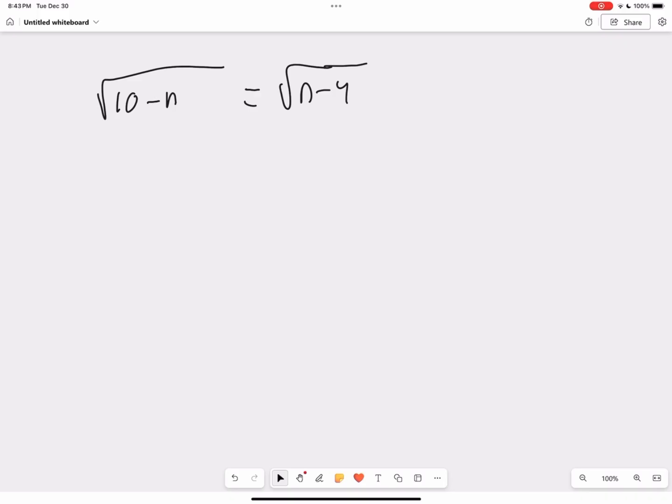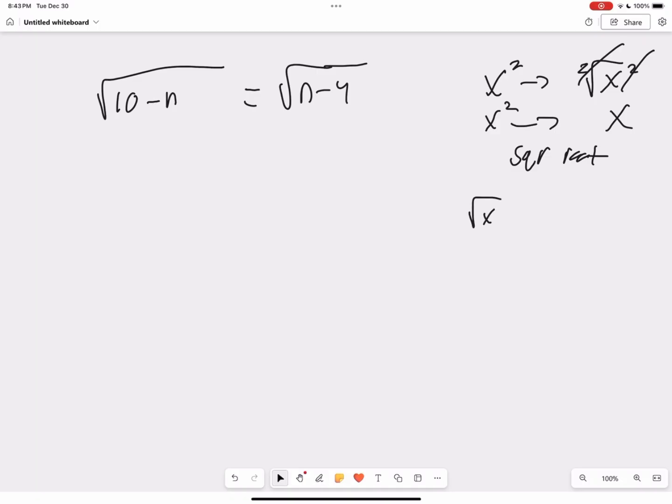So how do we solve this? If we have something like x squared, to get rid of the square we use a square root and we get x. Likewise, if we have a square root and want to get rid of it, we can exponentiate it, and we get x. We're going to do that here.